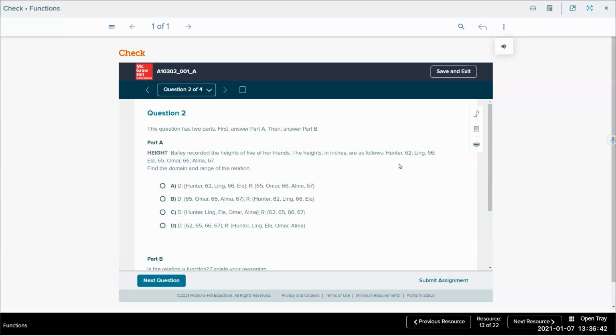What was my starting point? Bailey's starting point was that she had friends. So her friends' names are going to be the input, the domain. And the output was she went along and measured each of them and got their heights. So domain, each friend's name, range is going to be each of those heights. And so C right here is telling us the correct domain, all of her friends' names, and the correct range, all of their heights.